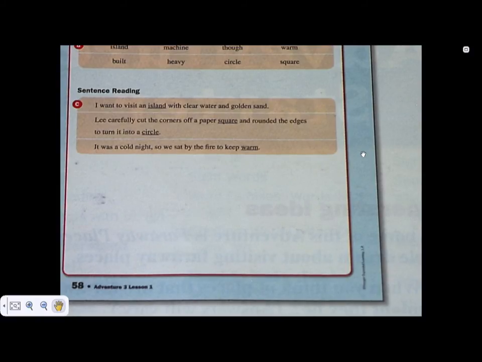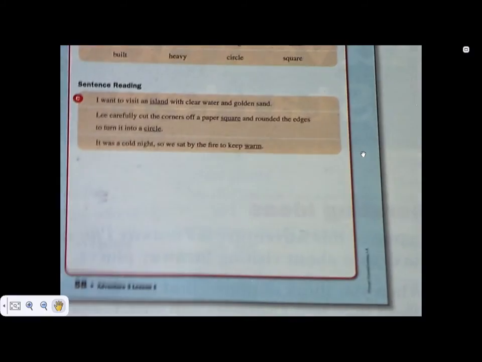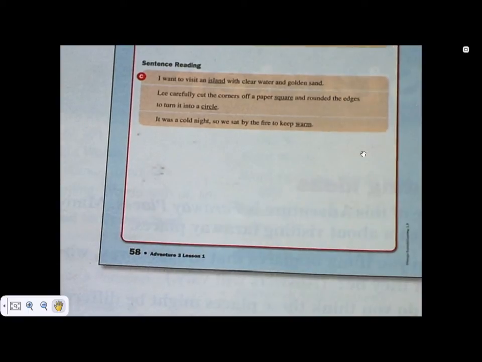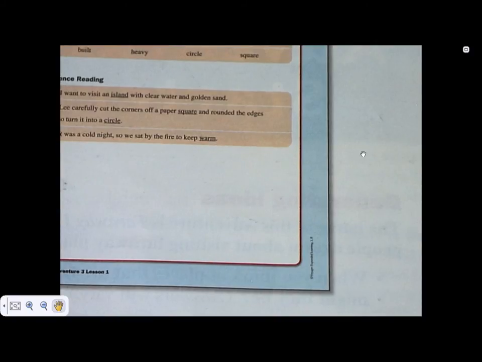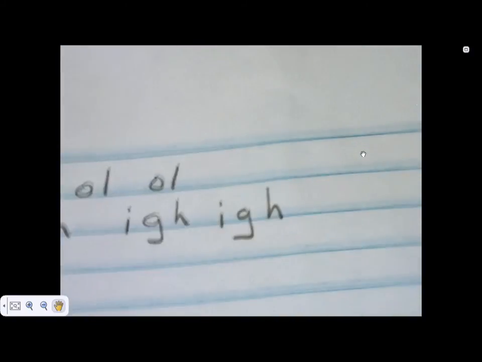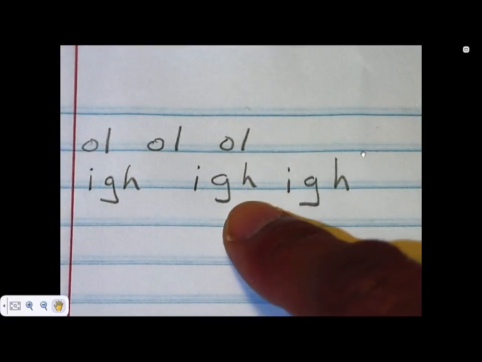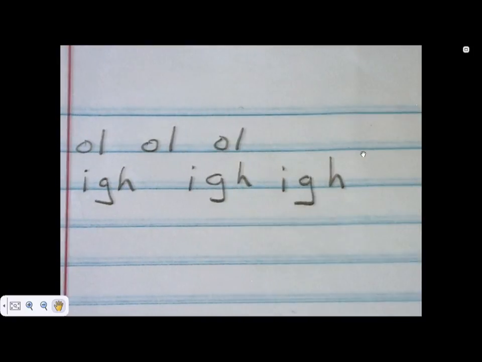We're going to go on, and I'm going to call out some words for you to spell. Okay, so you keep looking at that page. At the bottom of your page, down here is where you're going to continue. I have 4 words that I need you to spell. Remember that we are going to be spelling words that have either O-L, OL, or I-G-H. Okay?